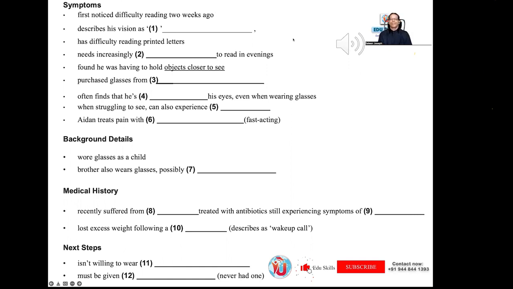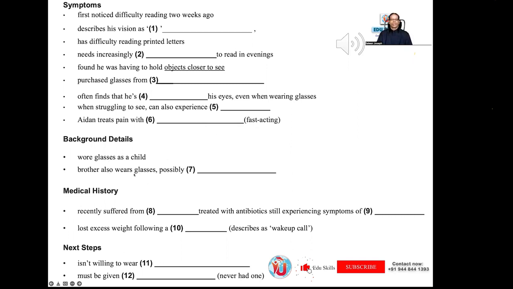And as soon as you have a condition, the next step is treatment, right? When you have a headache, Aiden treats pain with dash. One tablet or some pill or something like that. Fast acting pill or tablet. So, you know, that's how you screen the 30 seconds, no?